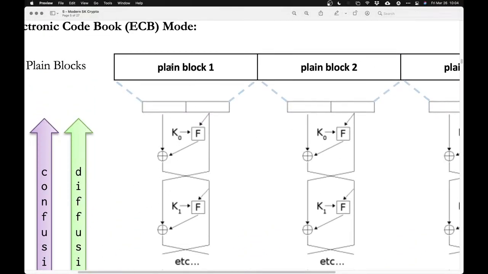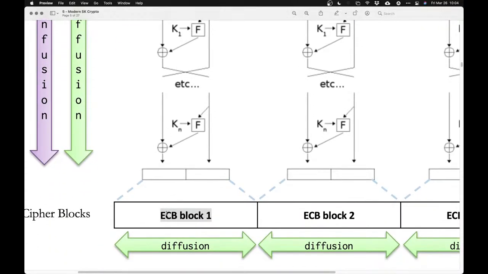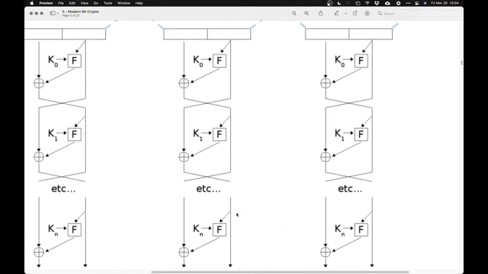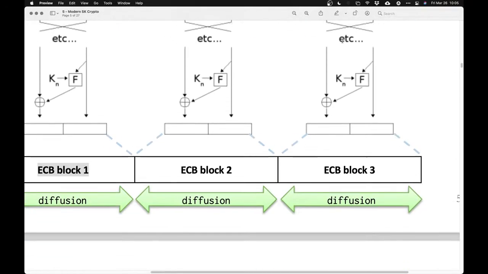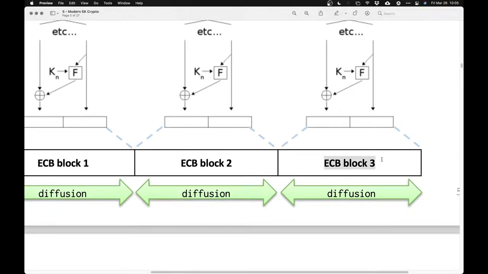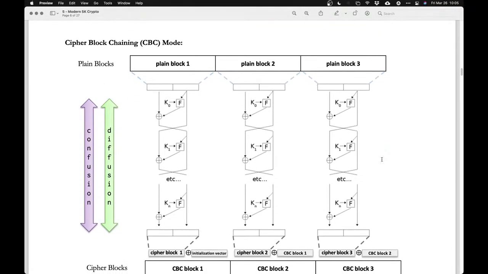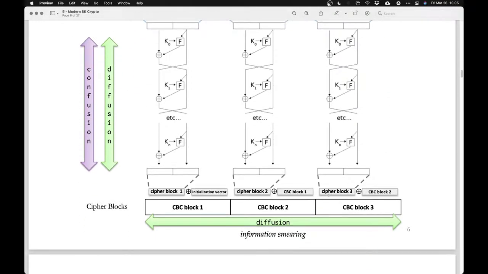Change one bit of this plain block 1, and this entire ECB block 1 completely gets rescrambled. It just so happens that if the other block, plain block 3, looks like plain block 1, this is an equally scrambled identical block here. So to solve that, we use a different mode of using block ciphers, cipher block chaining, where the notion of blockchain comes from.